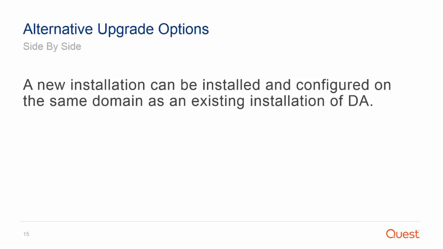A side-by-side or parallel installation is what we call a new installation that is installed and configured on the same domain as an existing installation of Desktop Authority. The main reason this will be done is to test the new console and client prior to doing the actual upgrade on your production servers. This requires some additional configuration steps so that the two installations do not interfere with each other. I will include the technical article on how to configure this in the companion document, and Mac will go over this option more in depth at the end of the webinar.